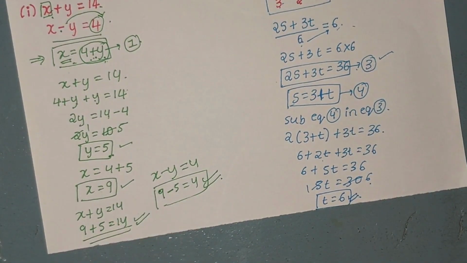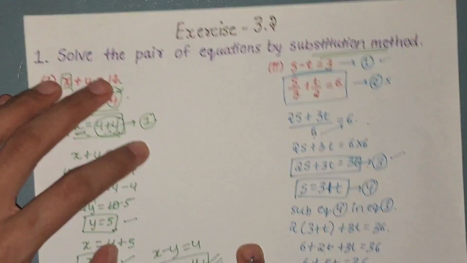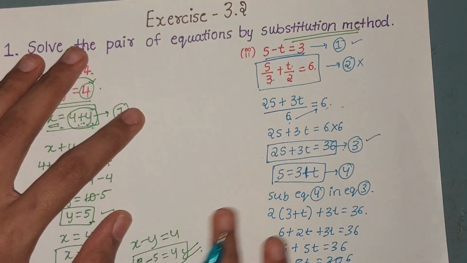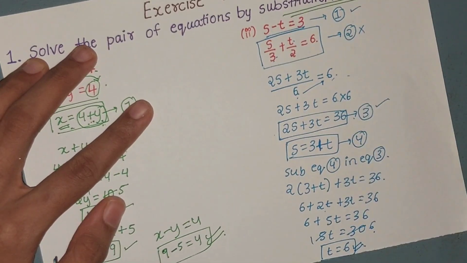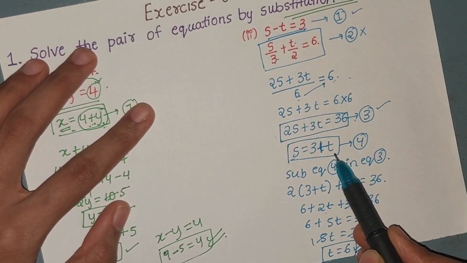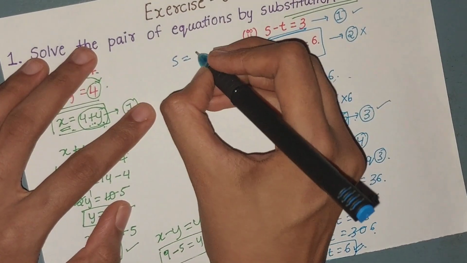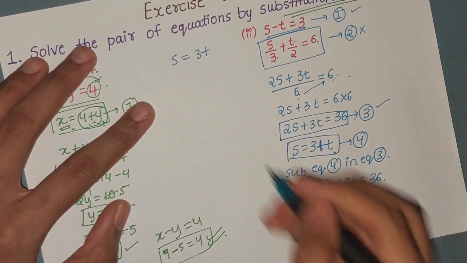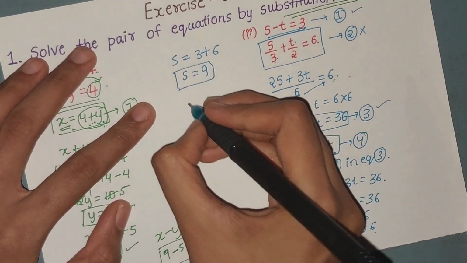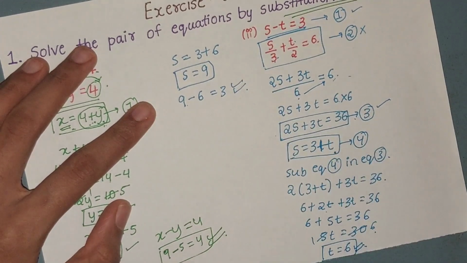Now I should check what s is, right? So I'll just solve it here. What I got is t is equal to 6. I'm going to continue that here. Just observe how I do it. Now I'll substitute t is equal to 6 in equation number 4. So s is equal to 3 plus t, and t means 6, so s is 9. Now verify it. s is 9 minus t is 6. Yes, 9 minus 6 is 3. Satisfied. Got it?